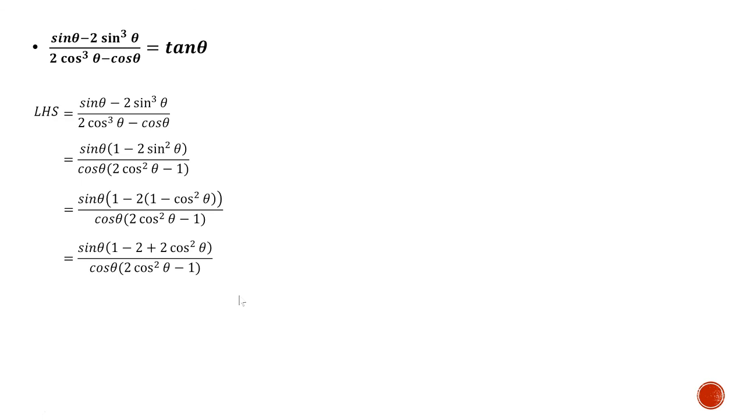Okay, if I simplify my numerator bracket, minus 2 plus 1 will be minus 1 plus 2 cos square theta, which is actually matching with this denominator.